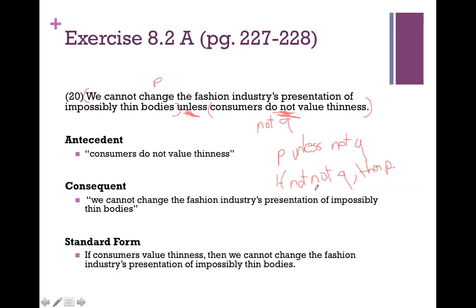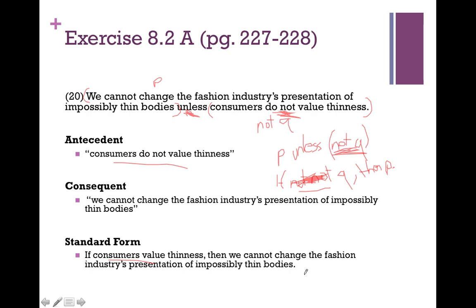Because remember, whenever you have P unless Q, what you do is you negate what comes after unless. You negate this right here. That's what you're going to negate. So if you're negating not, well, what is not? Those cancel out, right? Double negatives cancel out. We're just stuck with Q. So if Q, then P. So if we're negating consumers do not value thinness, what would that be? Consumers do value thinness. So if consumers value thinness, then we cannot change the fashion industry's presentation of impossibly thin bodies.